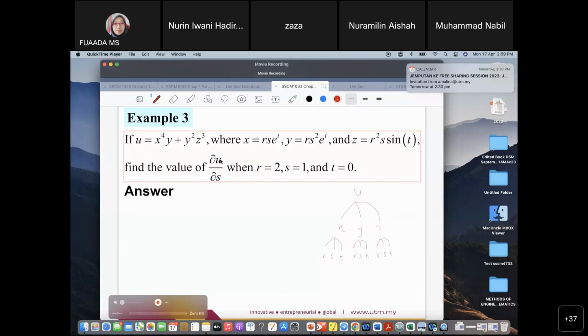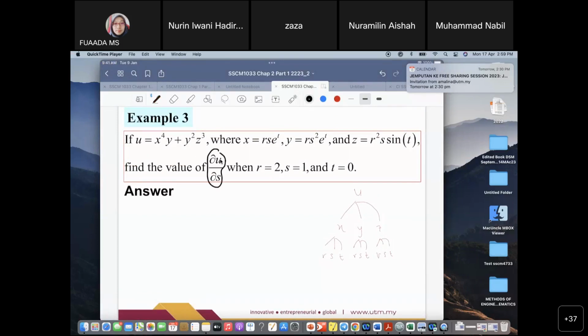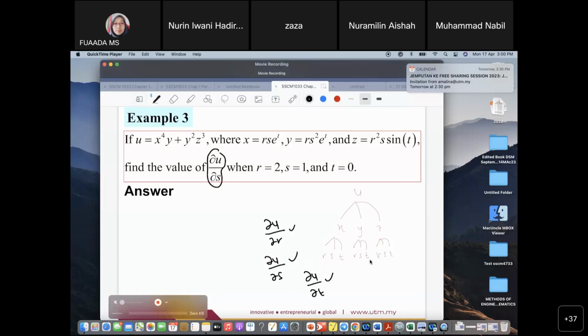Okay, sekarang ni we want to obtain. Dia tak minta semua tu. Dia suruh kita cuma cari satu benda je. Which is with respect to S only. Padahal kalau you tengok ada 3 kan. So maknanya the possibility of the partial derivative del U, del R boleh, del U, del S dan juga del U, del T. So ada 3 possibility yang dia boleh tanya daripada soalan. Tapi dia cuma minta satu je. Del U, del S saja.